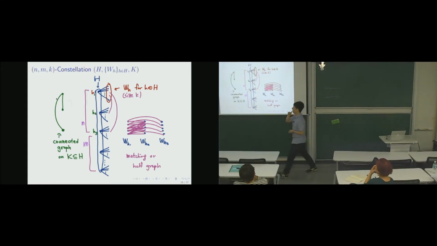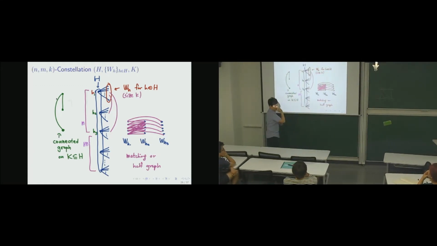The definition of an n-m-K constellation is that you have a set of n stars, and then you have a set of m stars. And then the constellation consists of this H and K, where K is some connected graph on n vertices. Where if there is an edge, then the corresponding leaves are connected by a matching or connected by a half graph. So this is the definition. Among the m stars, you don't have any edges. At the beginning, all the guys are just m stars, and then you increase the size of m.